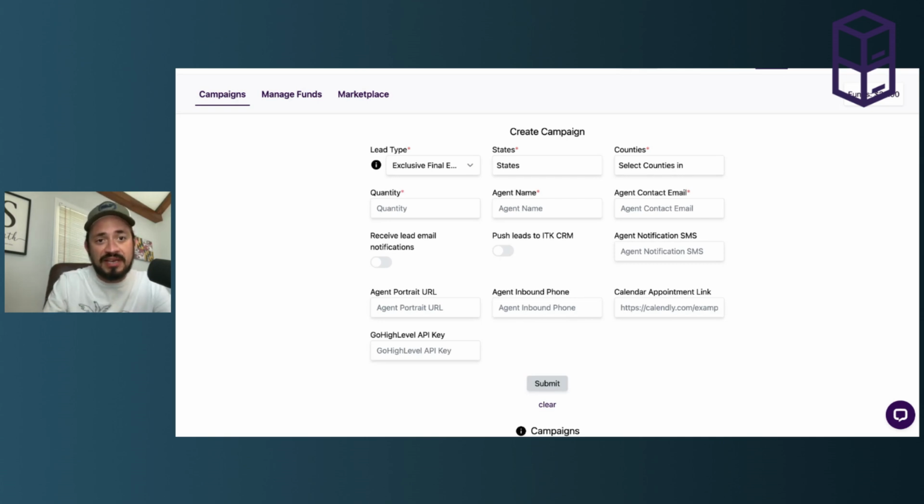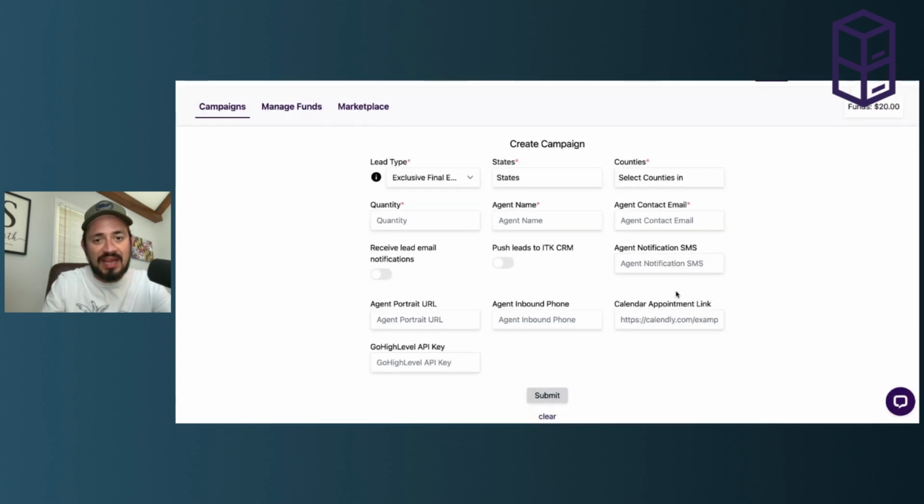Next thing that we recently did that you may not have known is we have the option now of the Express Final Expense lead. The Express Final Expense lead gives you the option to have your orders filled, generally speaking, within 48 hours.